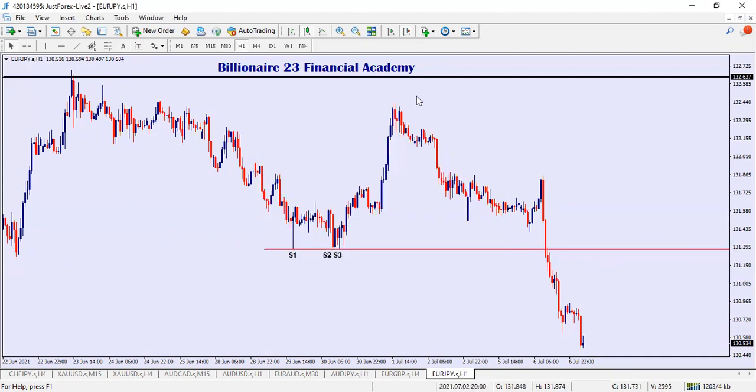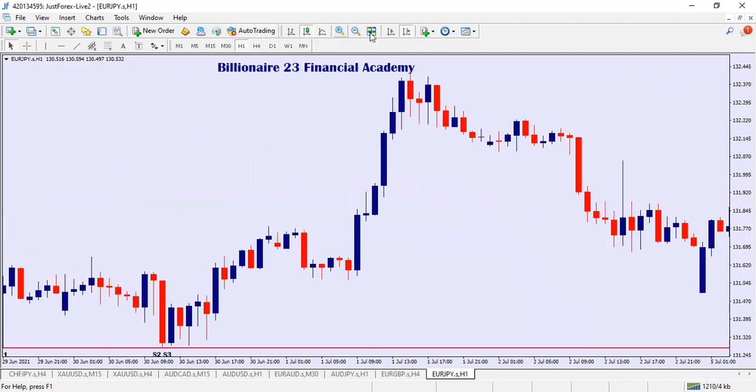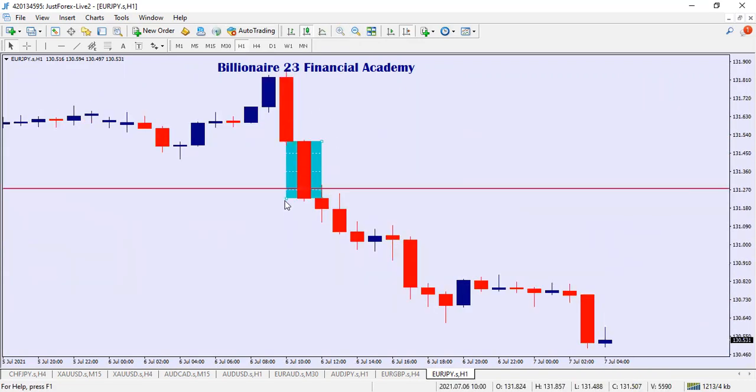Support touches 2 and 3. Zoom in. We have a clean-ish candlestick body break, and then we have resistance touch 1, swap zone right here.